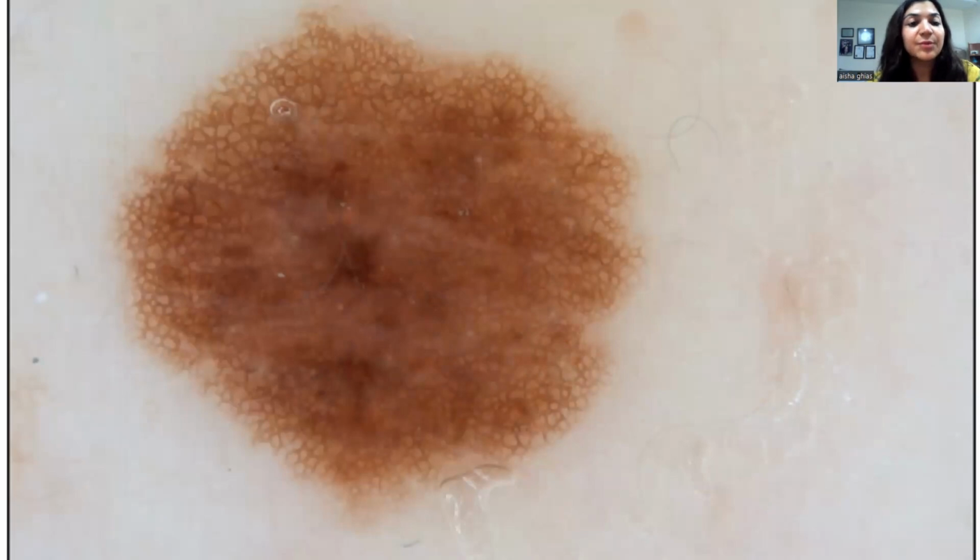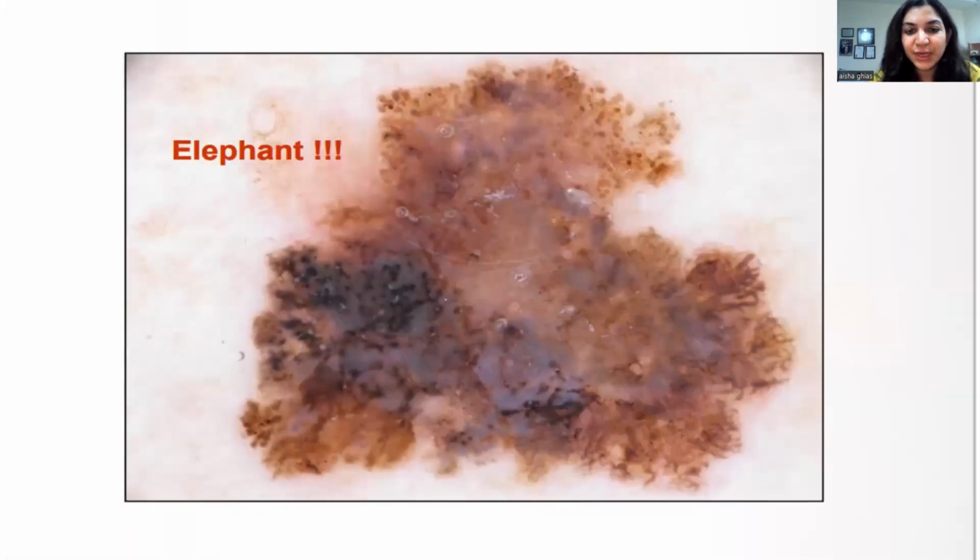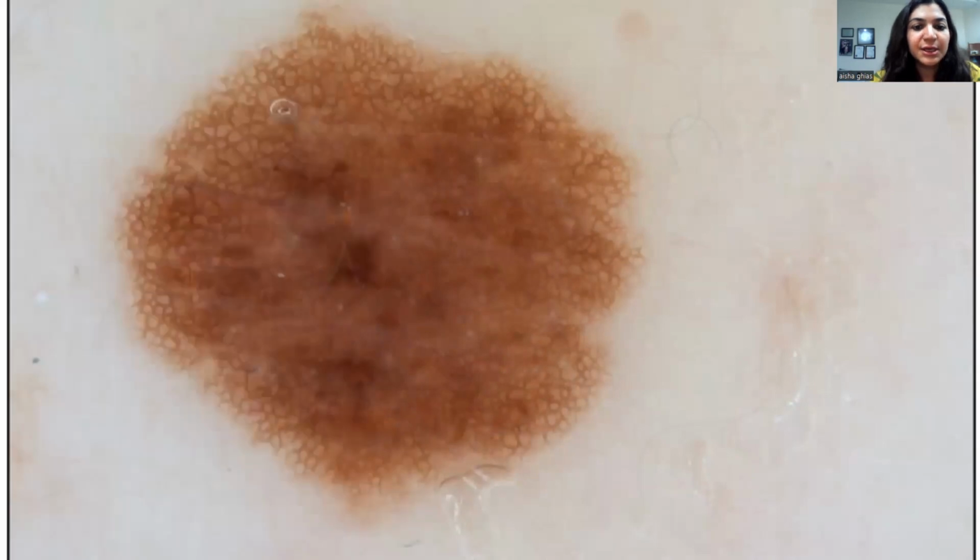थोड़ा मैं analytically आपको इसलिए इसकी description दे रही हूँ so that you may feel confident about it that the lesion is obviously an elephant. So take it as an elephant. It's a benign lesion. The previous one was malignant. It was a melanoma. And this elephant is benign.